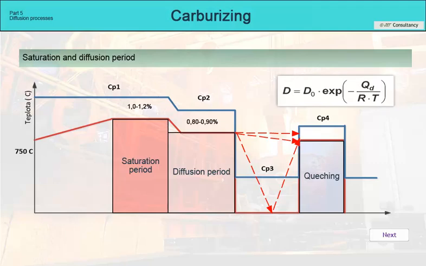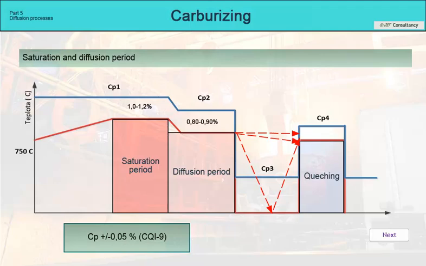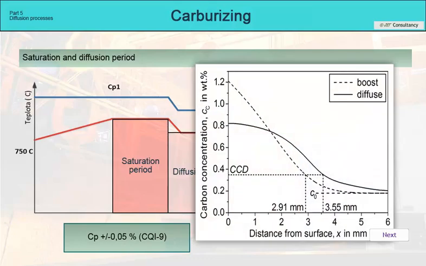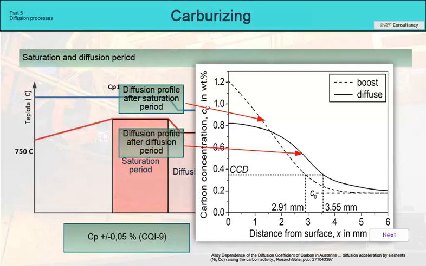It should also be mentioned here that the requirement for the accuracy of the regulation of the carbon potential Cp is within the tolerance of plus minus 0.05%, according to CQI-9. The result is on this chart. The diffusion profile after saturation with Cp 1.2% is shown in dashes, and the state after the application of the diffusion period is shown in a solid line. The impact of the carburizing process conducted in this way is unambiguous.